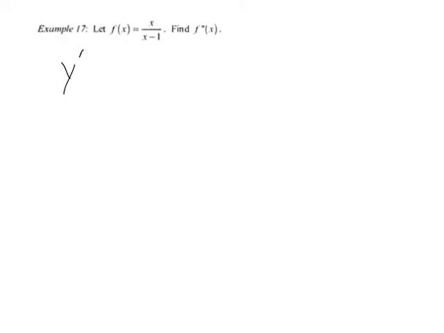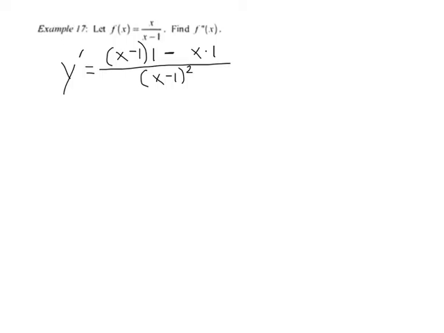Okay, so let's start by finding that first derivative, and for this, remember, we want to go low, x minus 1 times the derivative of the high one, so derivative of x is 1, minus high times the derivative of the low one. Derivative of the low one would just be a 1. And then we're going to square the low. So I have x minus 1 squared.